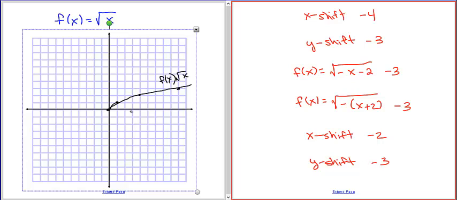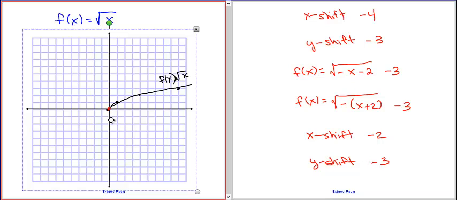Okay, so we come over here to the origin, and remember that we do the reflections first. So what the reflection across the y-axis does is it's going to mean instead of going to the right one, we go to the left one and go up.